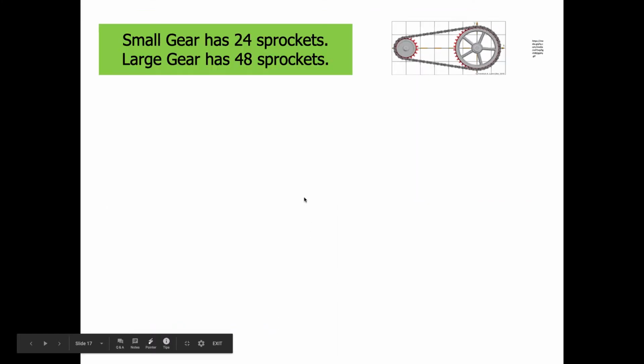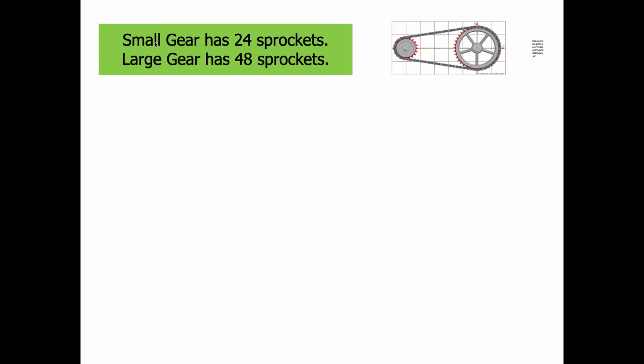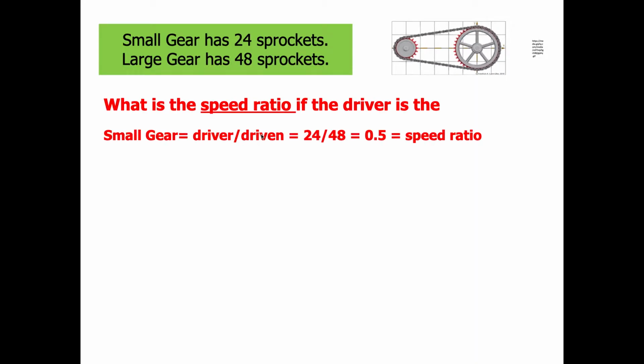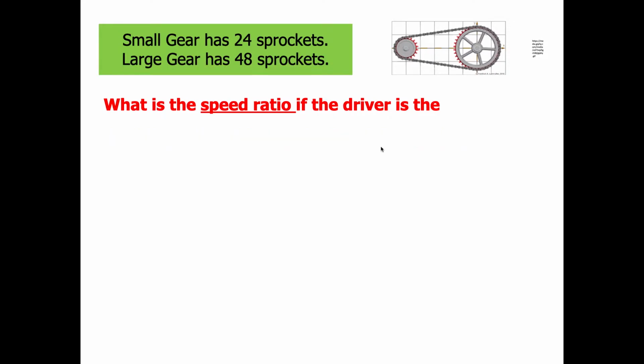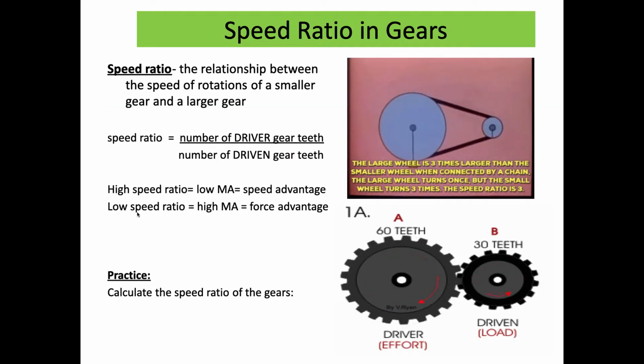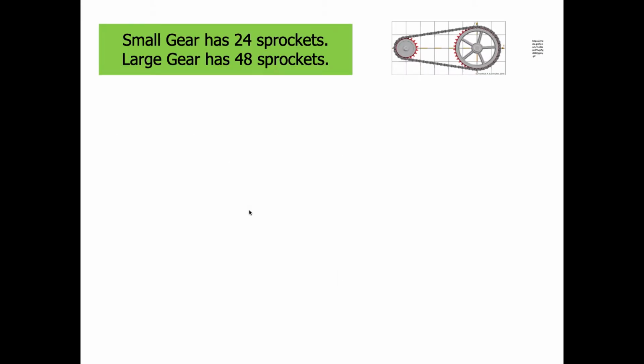Our second example is this one. It says a small gear has 24 sprockets and a large gear has 48 sprockets. What is the speed ratio if the small gear is the driver gear? So small gear being the driver gear would mean that it's 24 over 48, which gives us a speed ratio of 0.5. Recall from our previous slide that a low speed ratio means that we have a high mechanical advantage.